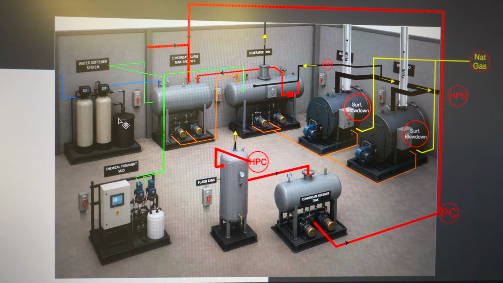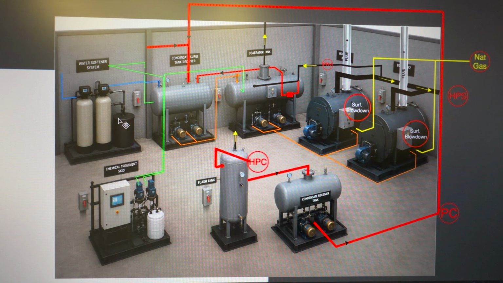The first piece of equipment is the water softener skid. The water softener skid removes hardness minerals, primarily calcium and magnesium, from the incoming domestic water before it enters the boiler system. Hard water creates scale inside boiler tubes, heat exchangers, and piping. Even a thin layer of scale acts as insulation, reducing heat transfer, increasing fuel consumption, and shortening equipment life.